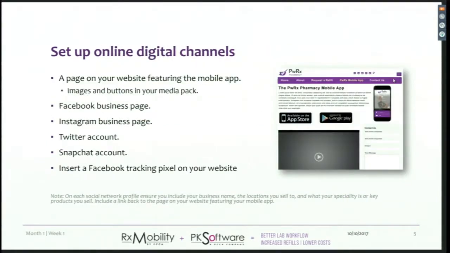But the next thing to do in the first week is to set up your online digital channels. And the really important thing is to look at the web page. You have a website, and you want to put information on the website about the mobile app so that people can easily access it. And we're going to be using it for a variety of different reasons. There's images. All the content that's needed is there in the media kit. So just get that particular web page set up.